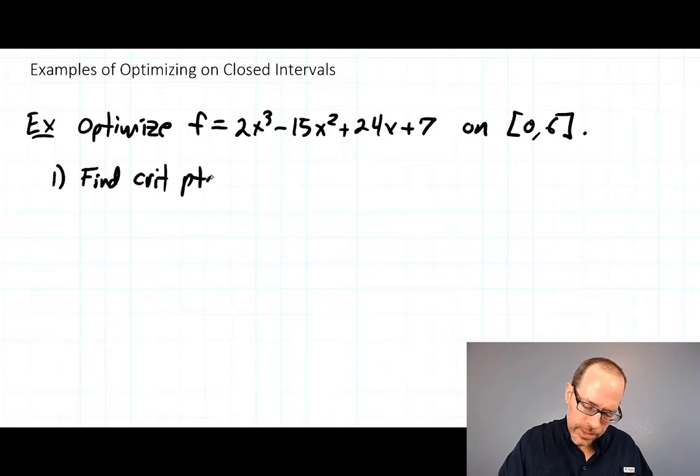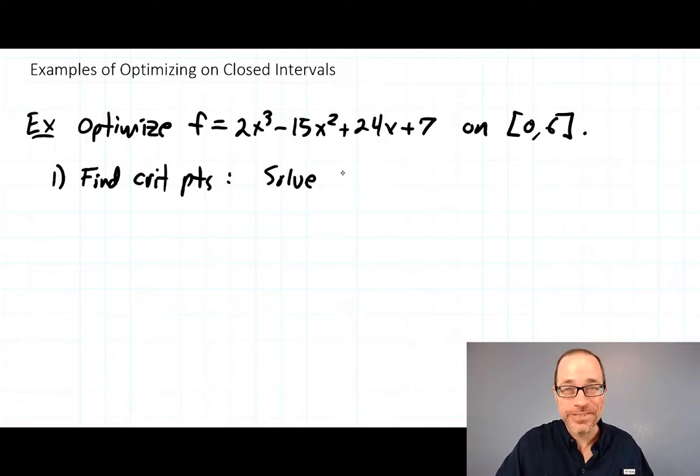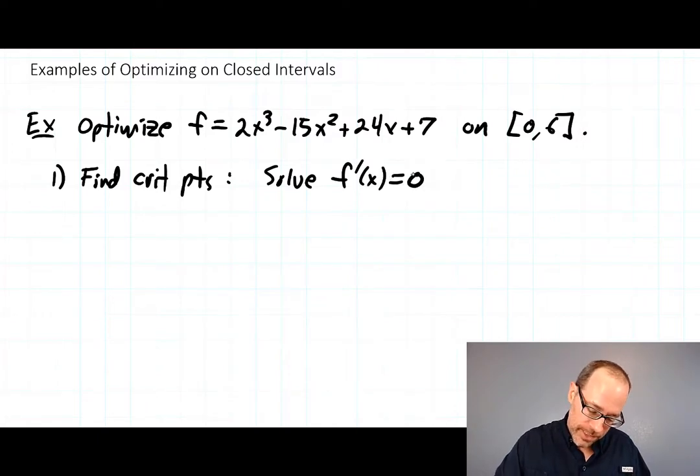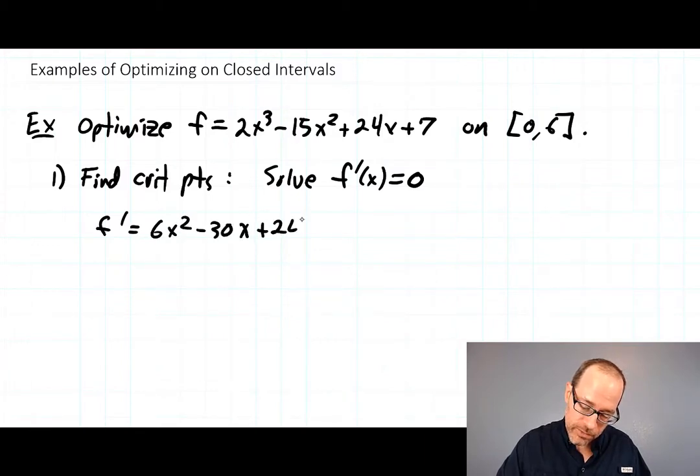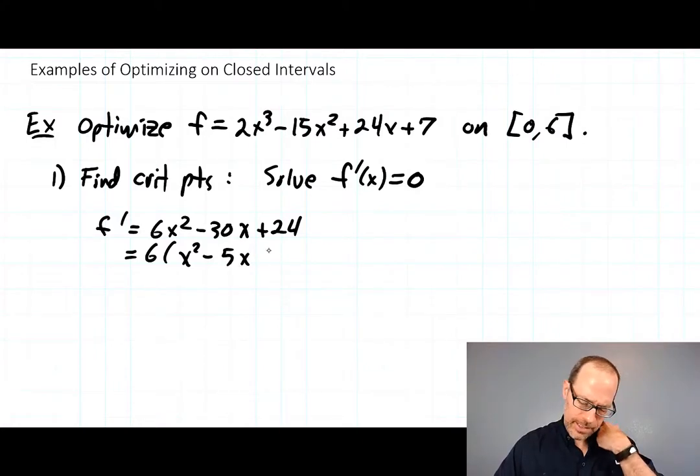So the critical points here will just be where the derivative is 0, so that means I have to solve f prime of x equals 0, which means I need the derivative. So f prime will be 6x squared minus 30x plus 24. I guess we can factor a 6 out. So x squared minus 5x and a plus 8.